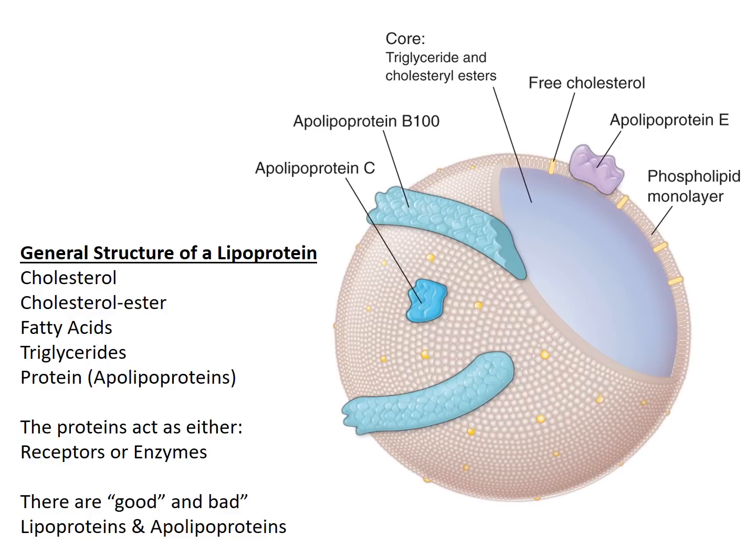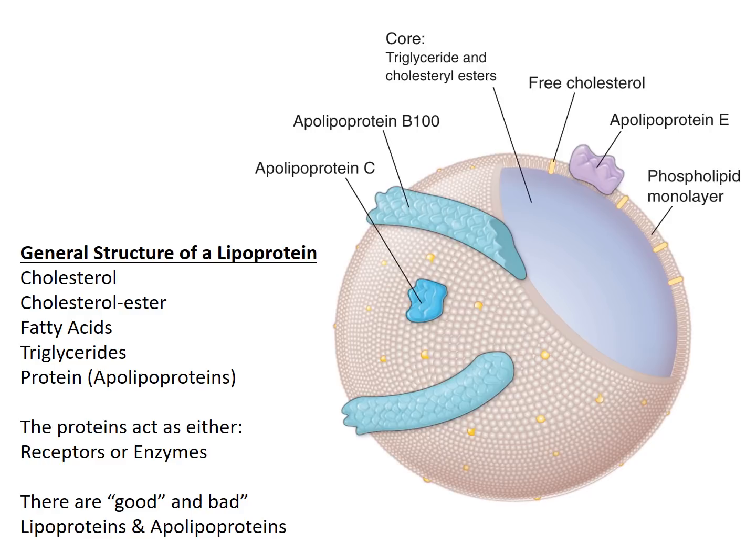Here's the general structure of a lipoprotein. You can see that a lipoprotein in general is spherical. Within the lipoprotein is free cholesterol, cholesterol esters, fatty acids, triglycerides, and proteins. The triglyceride and the cholesterol esters make up the core. There's free triglyceride on there. There's phospholipids on the outer surface, and as well on the outer surface you see a variety of different proteins. In this case, you see protein B100, C, and E.